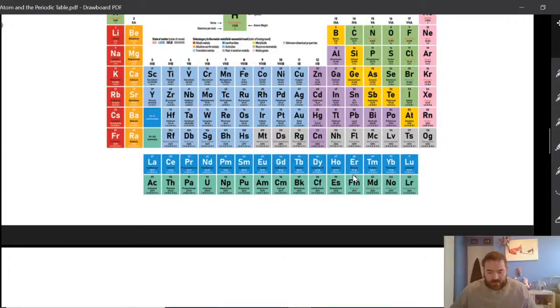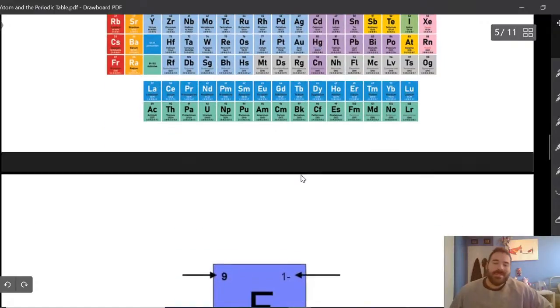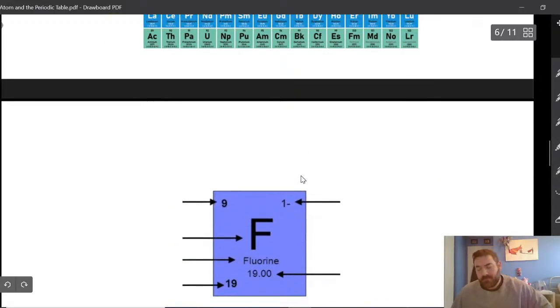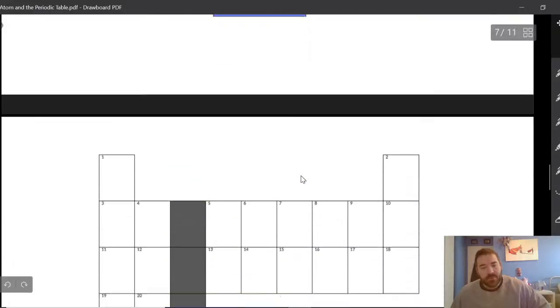So yesterday we talked about introduction to the atom. We talked about Bohr diagrams. We talked a little bit about Lewis dot diagrams. We'll continue our conversation with Lewis dot diagrams today. We're going to talk about the periodic table and trends in the periodic table.